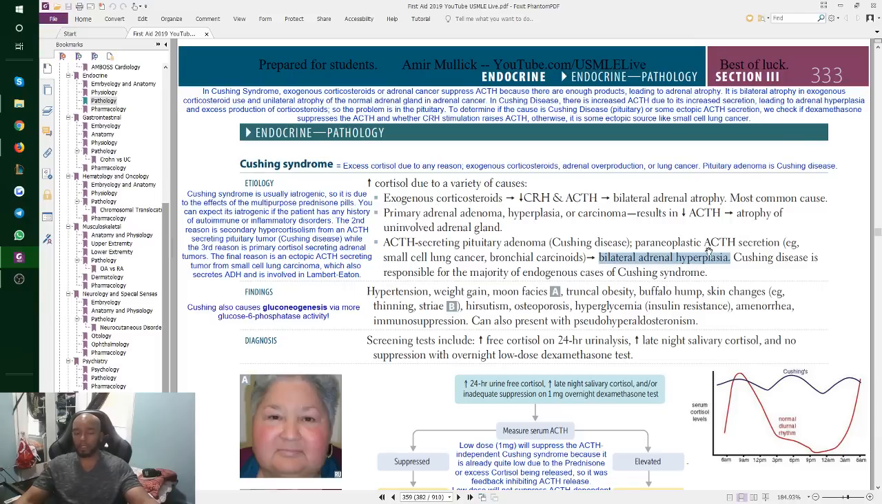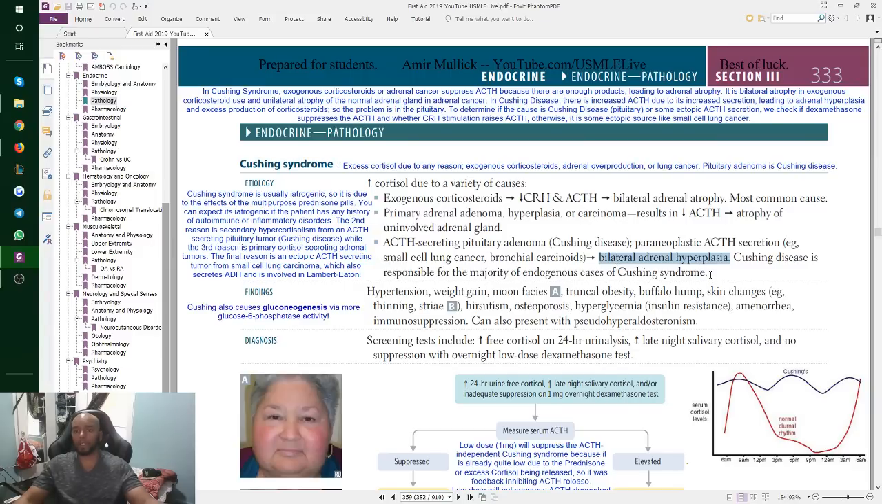Why? So in this case scenario, what's happening is you actually have ACTH. Now you have high ACTH, either because you have a cancer that's releasing a lot of ACTH from the brain, or a cancer that's releasing ACTH from a very unorthodox location like your lung. Right? This is an unorthodox location. Your lung should not be able to make any ACTH. Either way, all of that ACTH is going to go to both of your adrenal glands and tell them to make more cortisol. Right? Cushing disease is responsible for the majority of endogenous cases of Cushing syndrome.